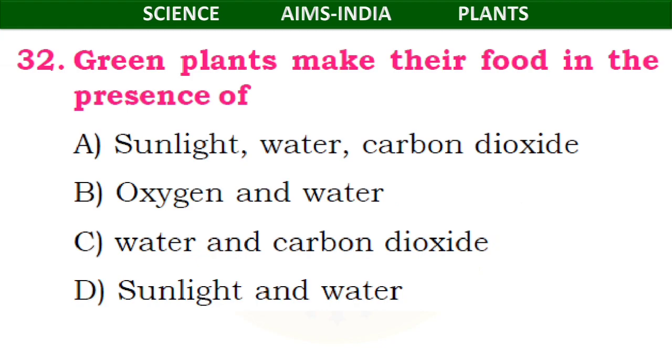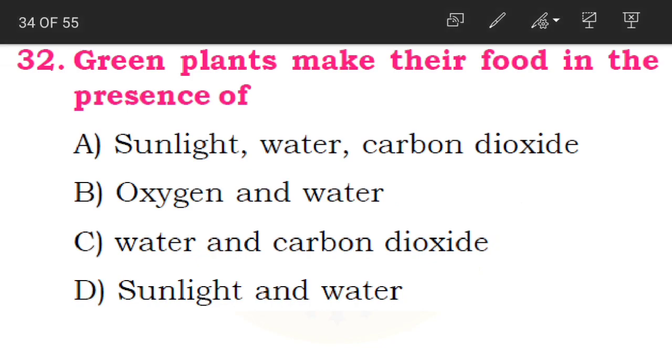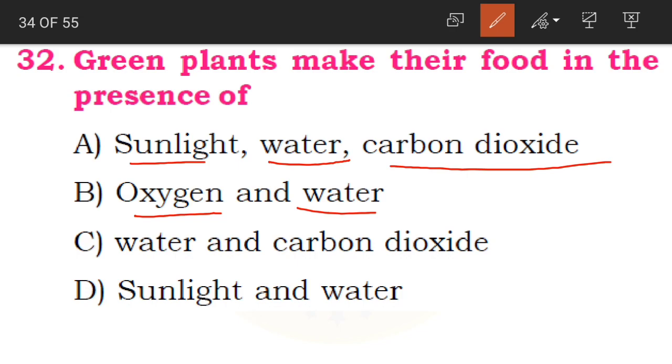The 32nd question. Green plants make their food in the presence of. Okay children, green plants, how do they make their food? By the process of photosynthesis. And this photosynthesis takes place in the presence of what? A option is sunlight, water and carbon dioxide. Okay. B option is oxygen and water. C is water and carbon dioxide. D is sunlight and water.